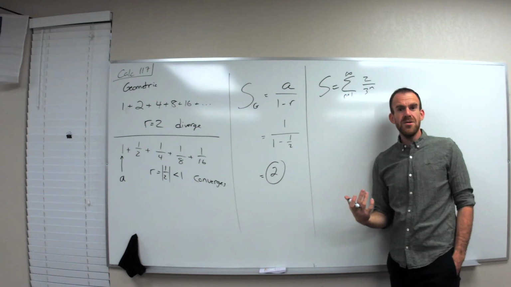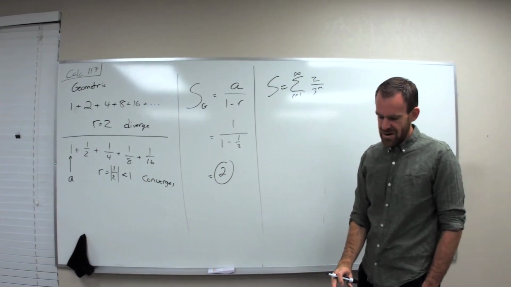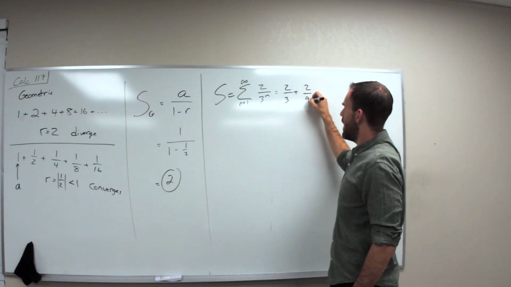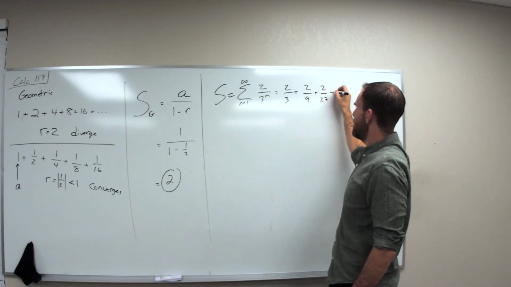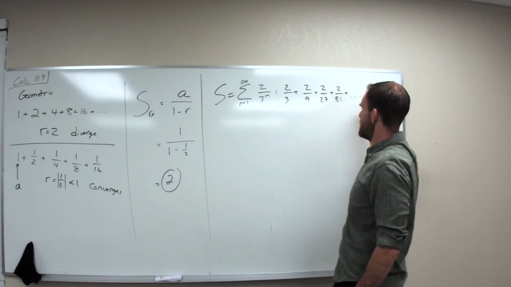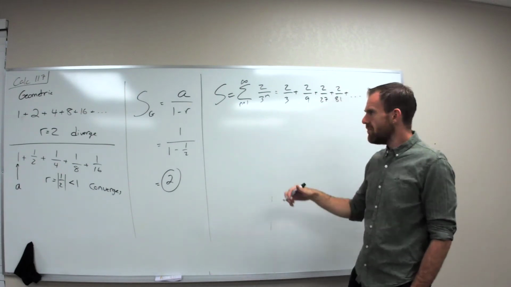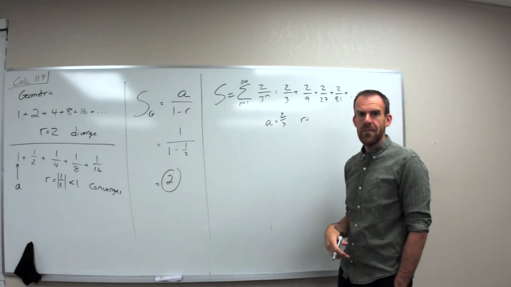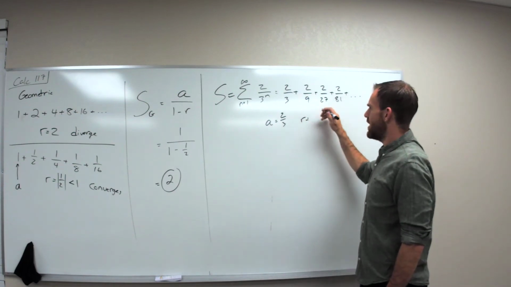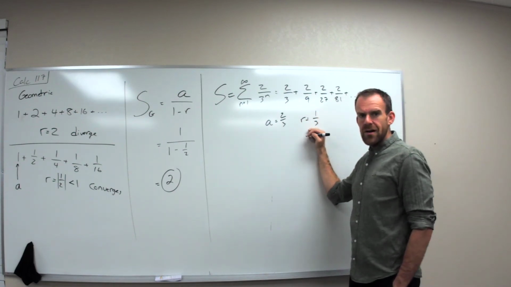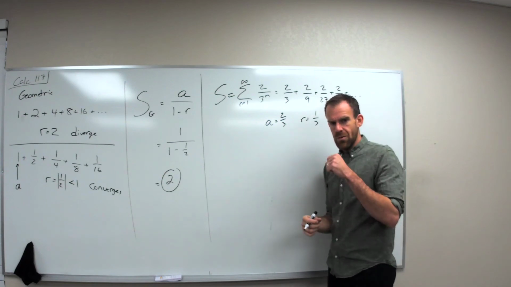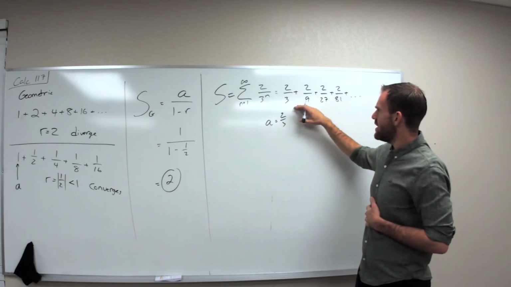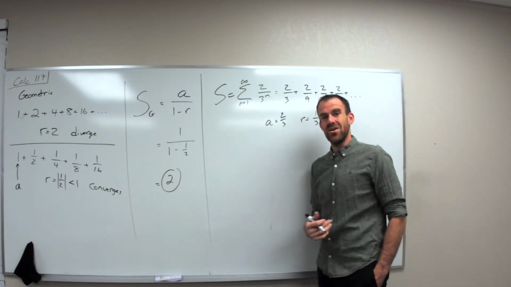All right, it might help to write out a few terms just to get a good idea of what's going on here. So we have 2 over 3 plus 2 over 9 plus 2 over 27 plus 2 over 81 plus and so on. So what's my first term? Well, that looks like 2/3. What's my common ratio? Well, each time I'm multiplying by 1/3 to get the next one. R in its absolute value is less than 1. So we know that this geometric series is going to converge.